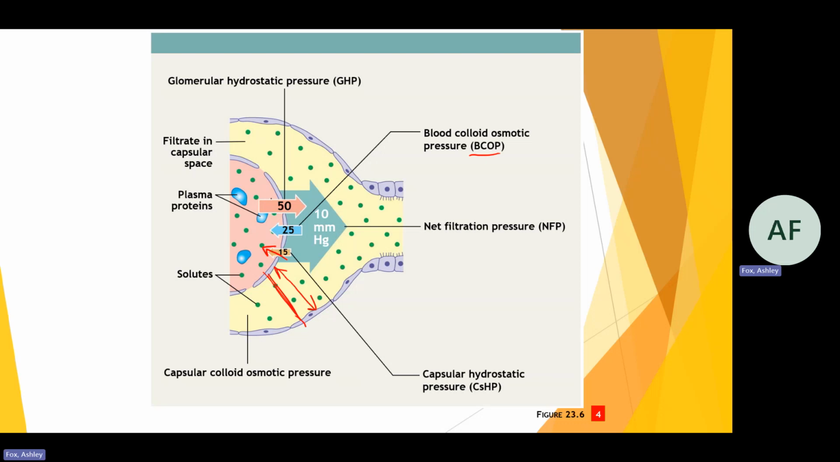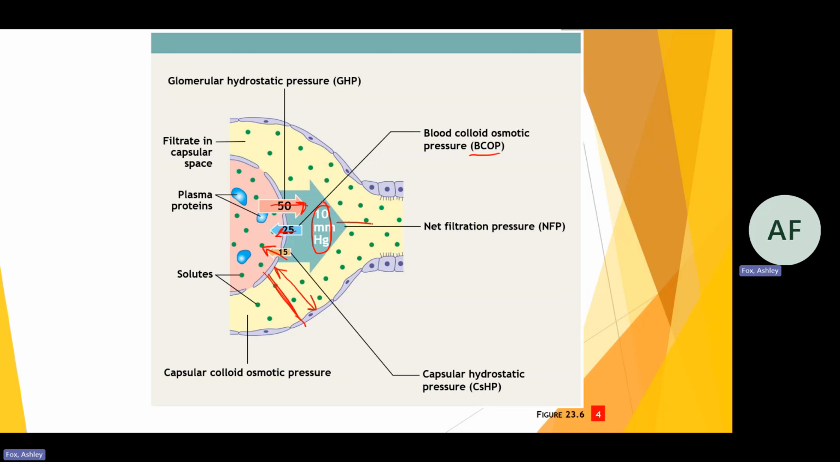So that again is blood pressure that's happening in the glomerulus that is pushing out. So pushing solutes, fluid, all of that out. So we have our opposing pressures: blood colloid osmotic pressure and our capsular hydrostatic pressure opposing our glomerular hydrostatic pressure, but we have a net of about 10 millimeters of mercury. So we have a net of filtration.